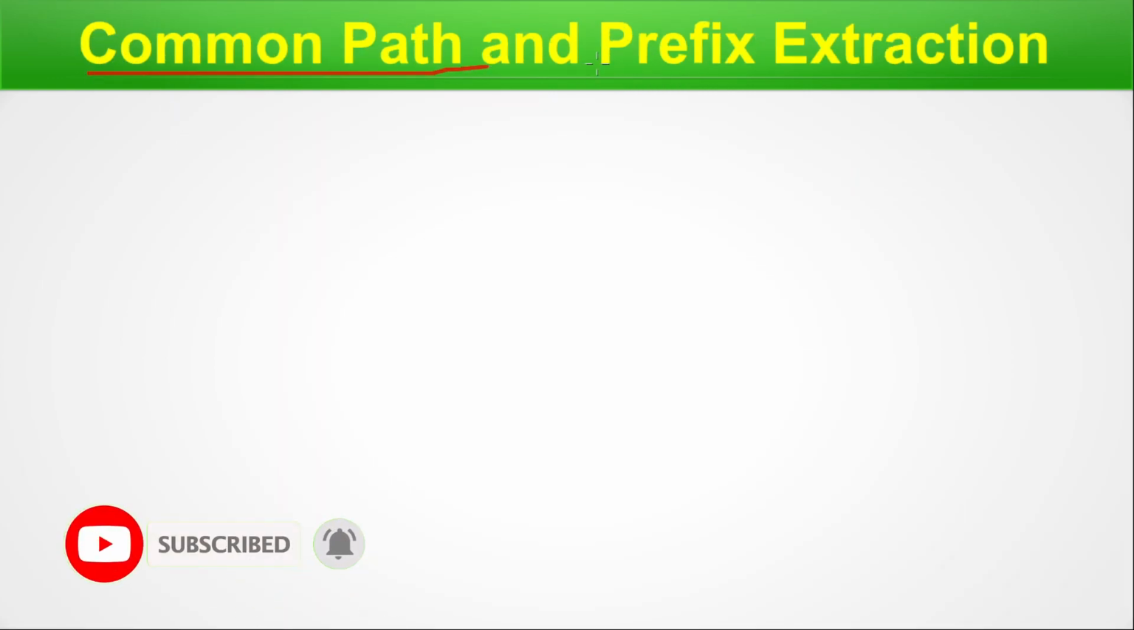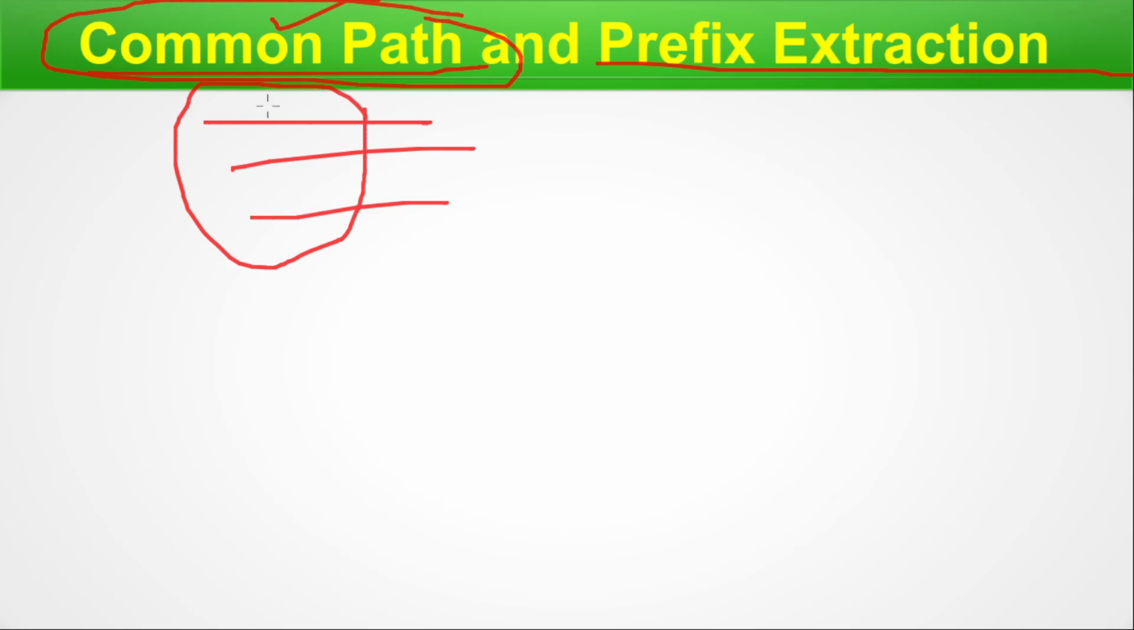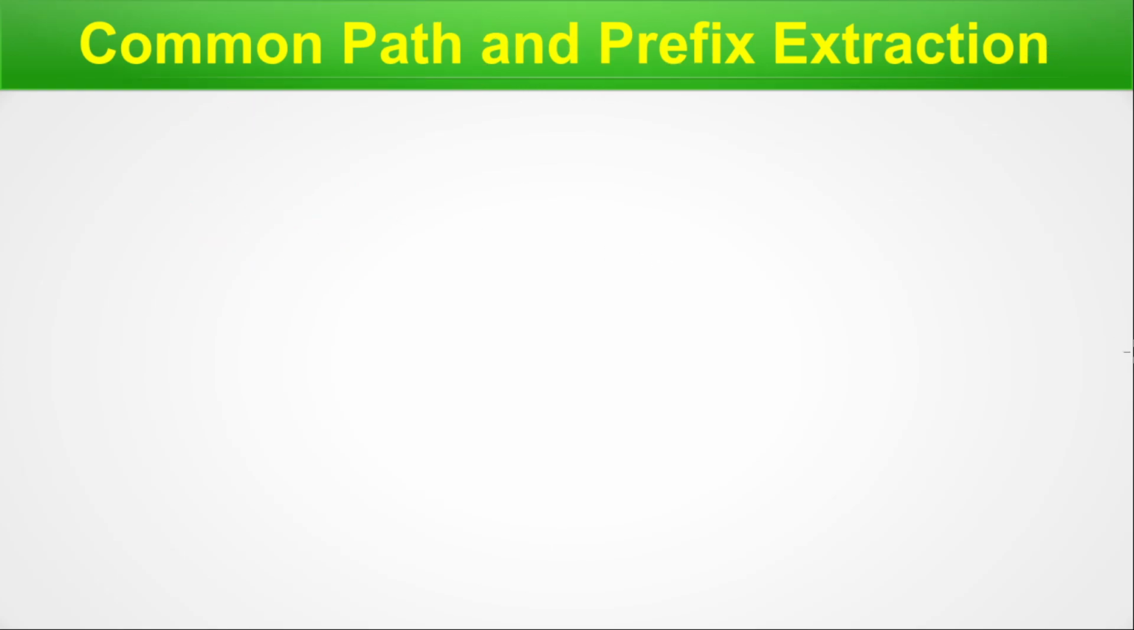Common path and prefix extraction. So here we will do the finding out of the common path. That means we have several paths, and we will find the path that is common in all of them, and here we can extract the prefix. So here goes our code.